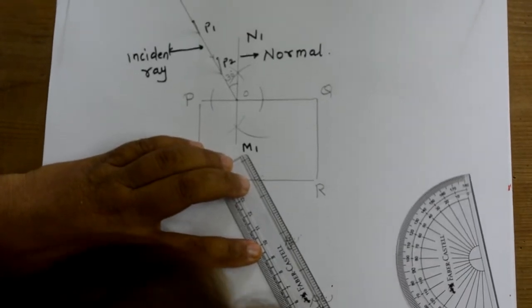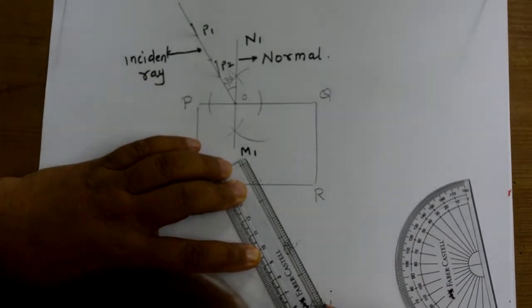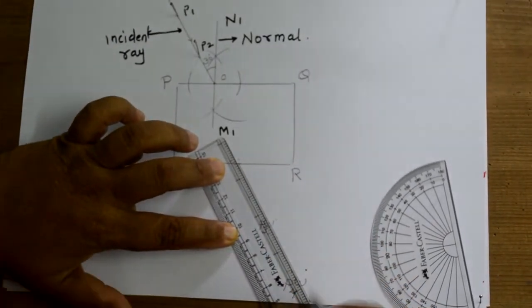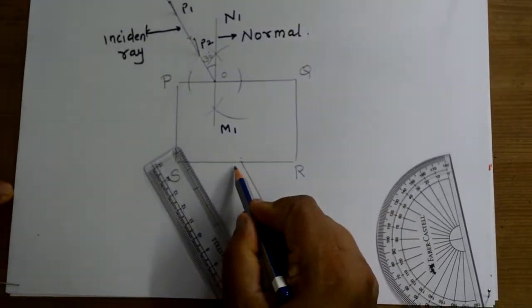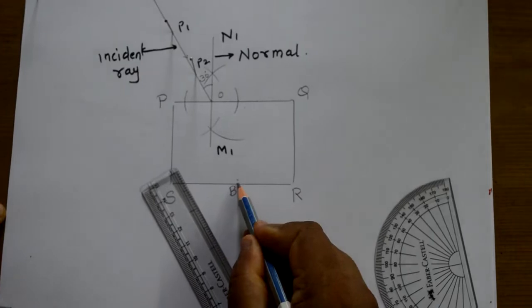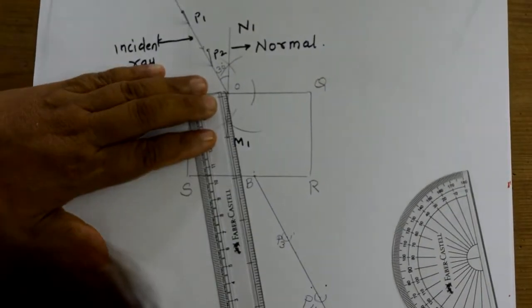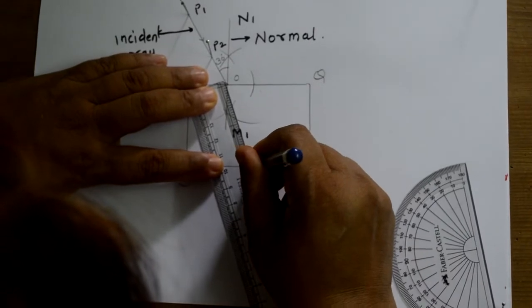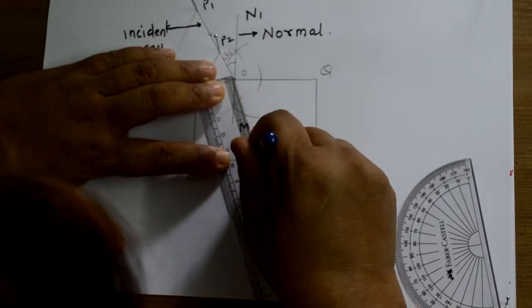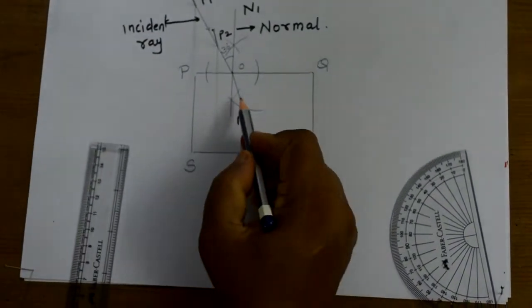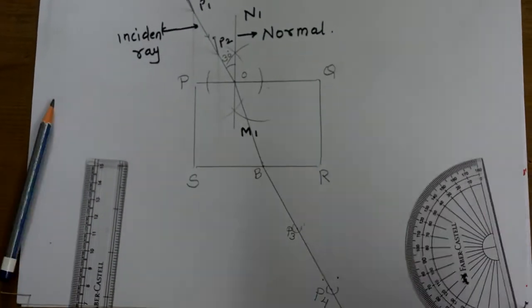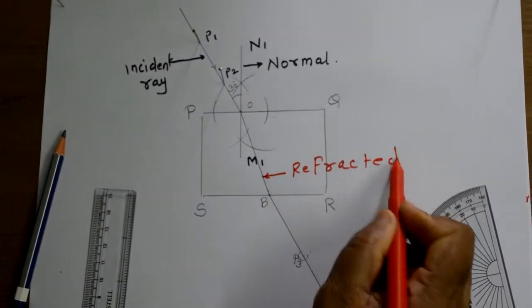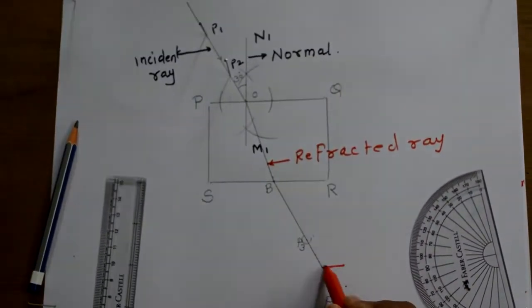Extend the line, join those points and bring that line up to line SR. Label this as B. Now join line OB very carefully, and measure. This ray is known as the refracted ray. This ray is known as the emergent ray.